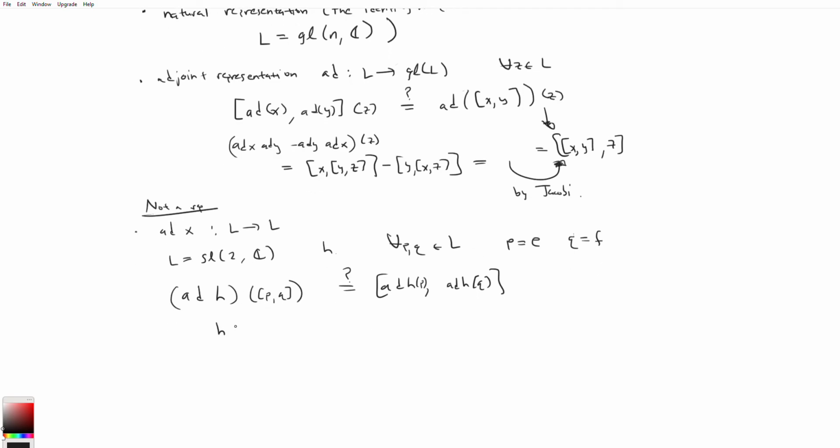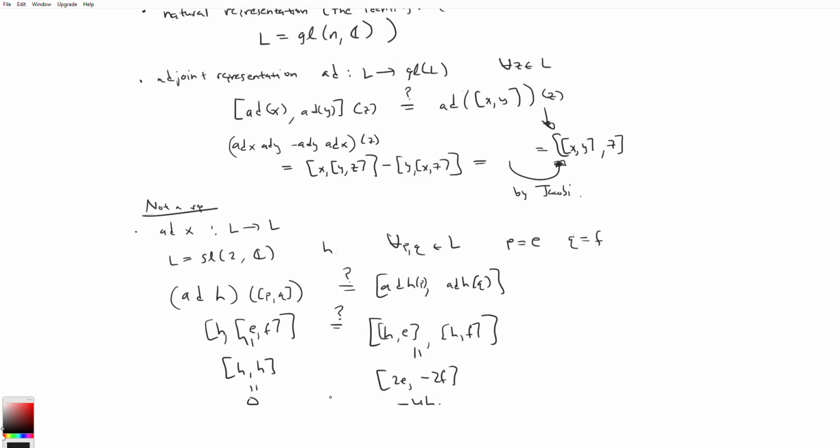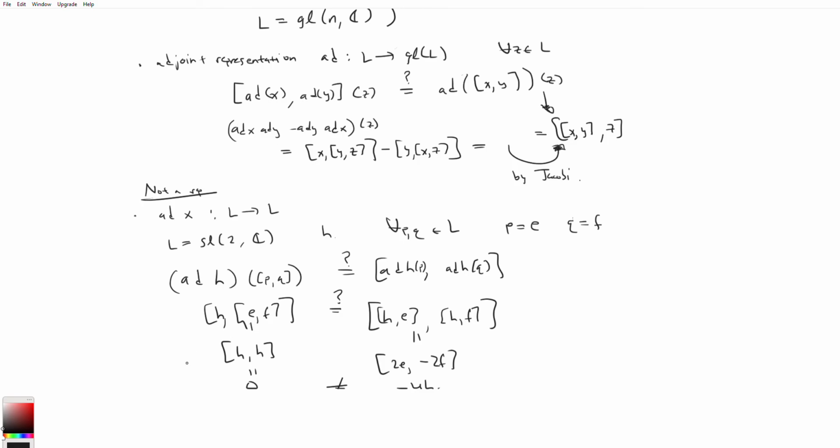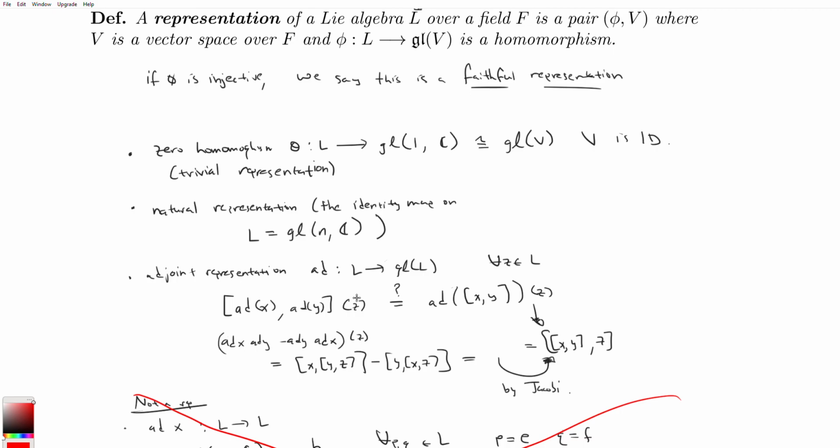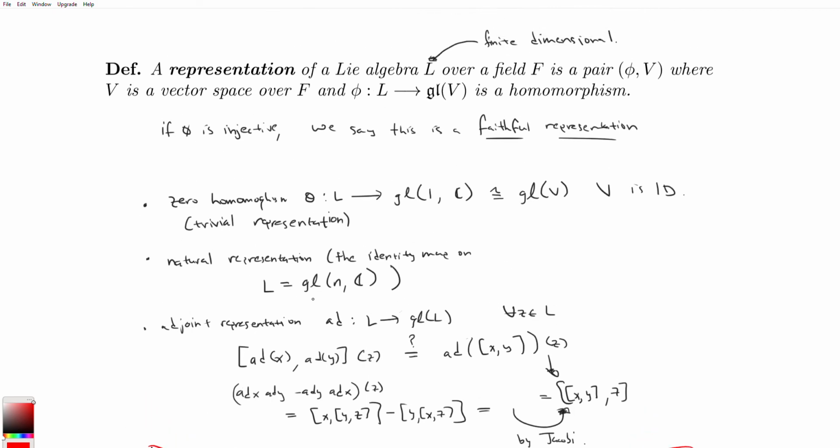then what you have is H bracket the quantity E bracket F, question mark equal, H bracket E with H bracket F. This guy is going to be H bracket H, which equals 0, whereas this guy is going to equal 2E bracket minus 2F, which is minus 4H. And these guys are not equal. So the adjoint is a representation, but if you consider a specific element, it's not. So that was just to clear any confusion, because early on I kind of confused the two. All right, that concludes this video. Thank you for watching.